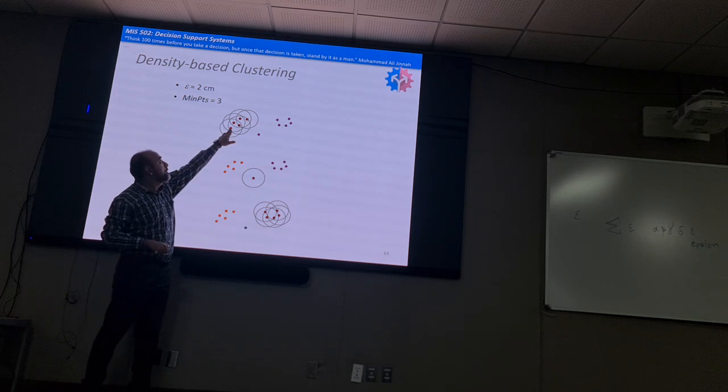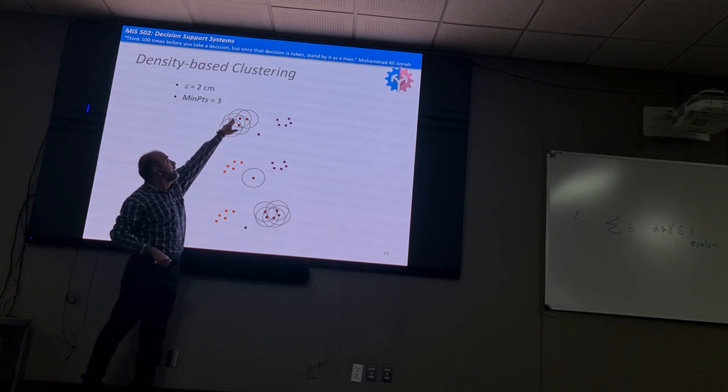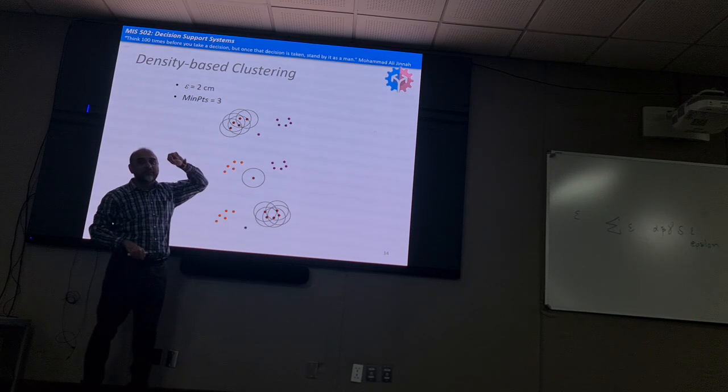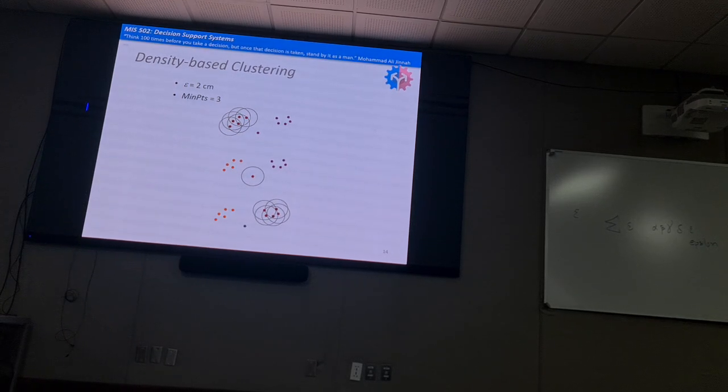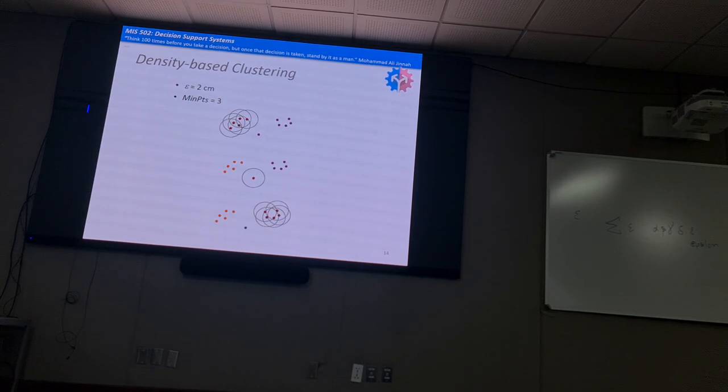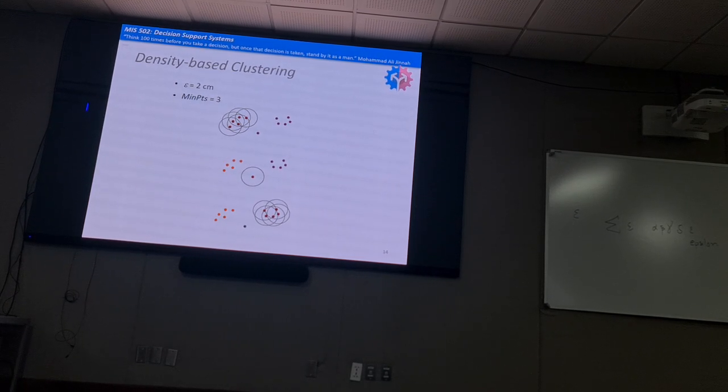But what about this point? Can you see the circle? How many points are inside there? Two. Which means that it is a border point, it's not a core point. Now, you can see one more thing here. The core is when the center has enough points inside, at least the minimum points we decided, 3 or more.